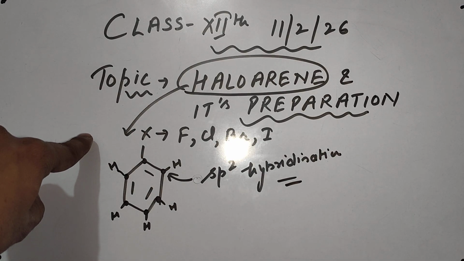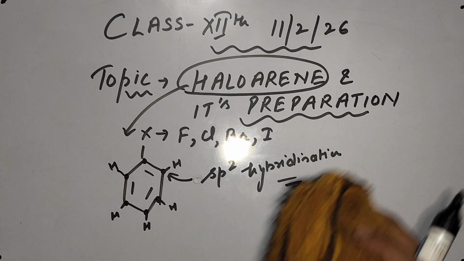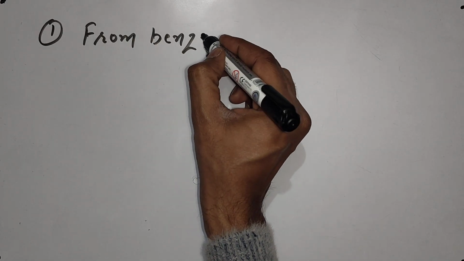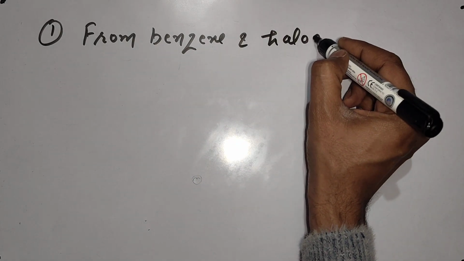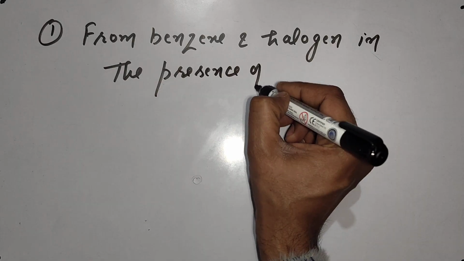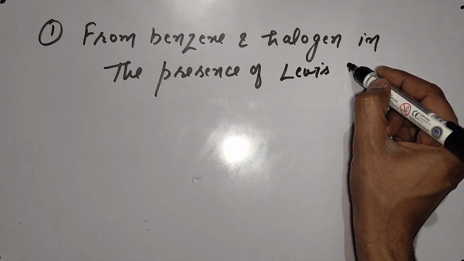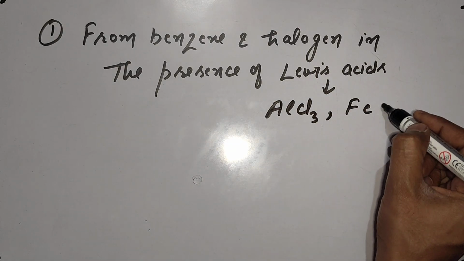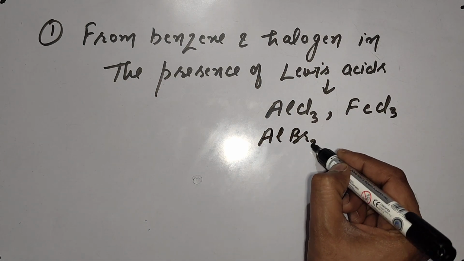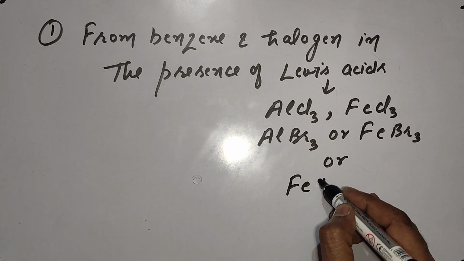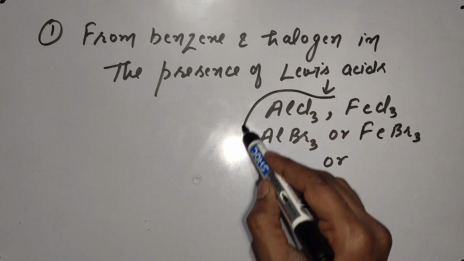Now, how can we prepare fluoro, chloro, bromo and iodobenzenes? The very first method is from benzene and halogen in the presence of Lewis acids like AlCl3, FeCl3, AlBr3 or FeBr3 or FeI3. These all are Lewis acids.